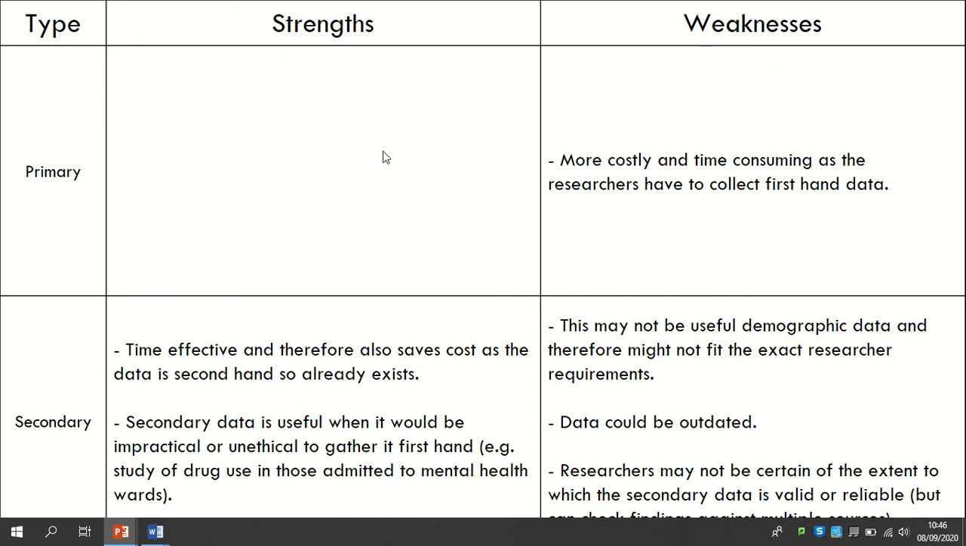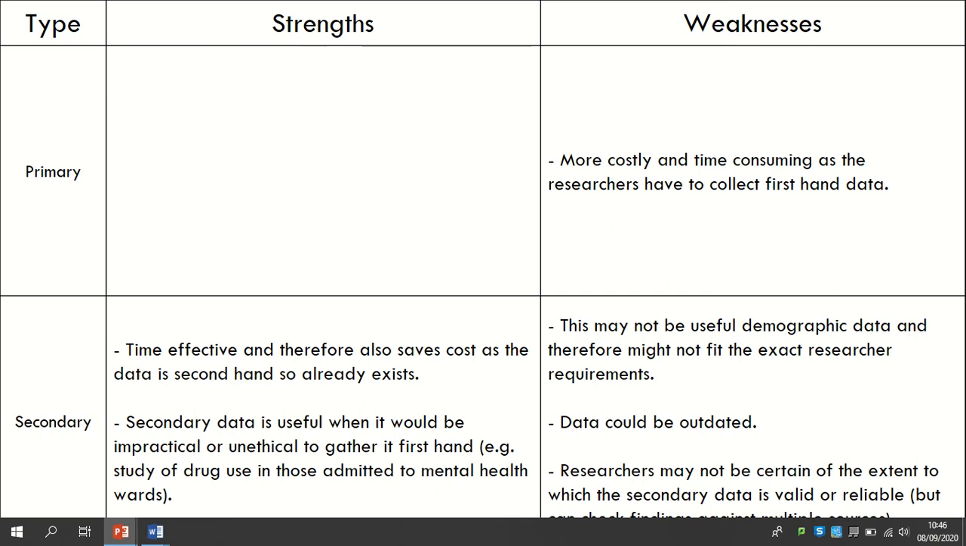Now, I'd like you to have a think about what you think a strength of primary data would be. Although it's more costly and time consuming, as researchers have to collect the data firsthand, a strength could possibly be something like, and I would like you to write this down in your booklets, you are able to check the validity of the information that you are collecting.